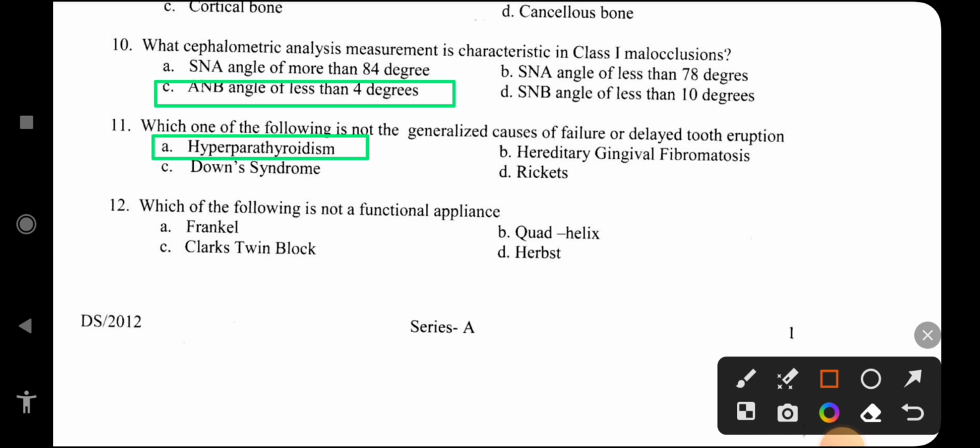Next question is which of the following is not a functional appliance? Options are Frankel, quad helix, Clark's twin block, or Herbst. And the correct answer is quad helix. Quad helix is not a functional appliance. And the other three, Frankel, Clark's twin block, and Herbst, are functional appliances.